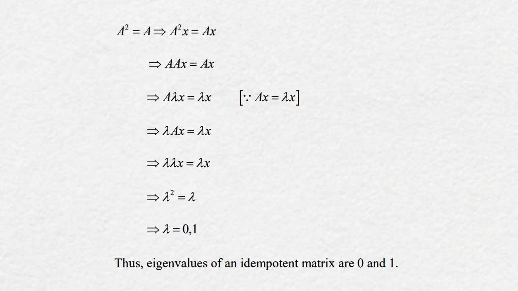So, this is nothing but lambda square x equal to lambda x, which implies lambda square equal to lambda, because x is non-zero. Therefore, lambda square minus lambda equal to 0. We can take lambda outside. Therefore, lambda into lambda minus 1 equal to 0, which implies lambda equal to 0, 1. Thus, the eigenvalues of an idempotent matrix are 0 and 1.